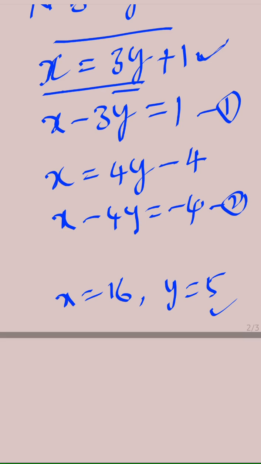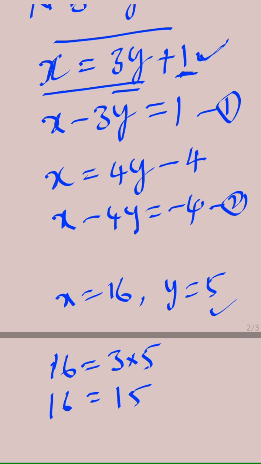For example, here x means what? 16. 16 students are there. So 3y means 3 into the number of benches, which is 5. So 3 into 5, 3 fives are 15. 15 is not equal to 16, so one more student is left, which means plus 1. So 3y means 15 plus 1, which is 16. 16 students are there. So that is the meaning of the first equation.